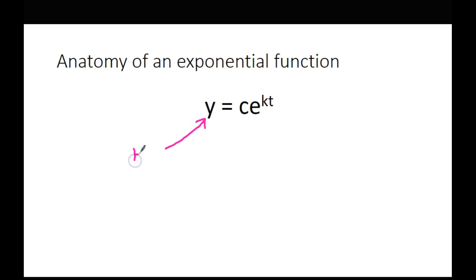This represents the final amount, the output. This represents the initial amount. Now I'll explain why the C represents the initial amount, okay? At the initial time, what's the time value? At the beginning, what's time equal to in any story problem? Zero. So T is 0, right?